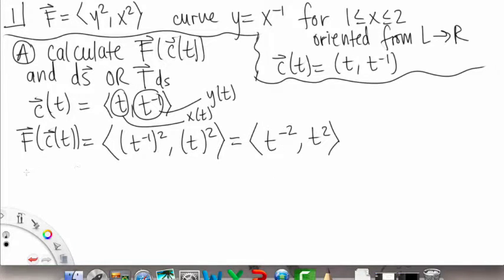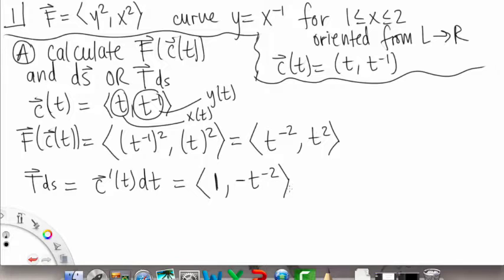The first part is done, and then T ds is our c prime of t dt. So we have to find the first derivative. The derivative of the first component with respect to t is 1, and the derivative of t to the negative 1 is negative t to the negative 2. And then we have a dt at the end. Make note of these two things, because we'll be using them in part B.